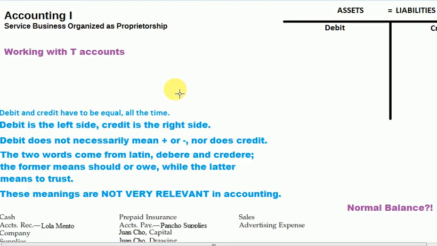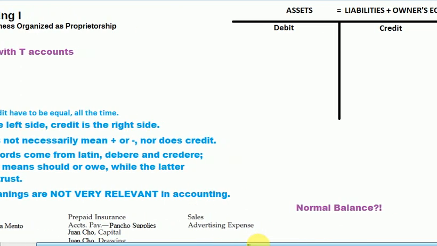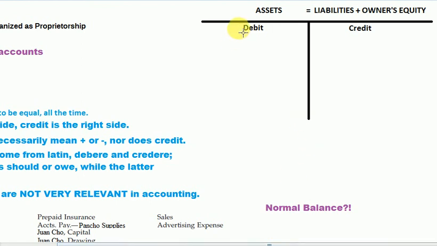Okay, so the topic of today is working with T accounts, and we need to know some basic information, some basic knowledge before we can start working on it. So let's review something that we learned before. We learned the accounting equation. Assets equals liability plus owner's equity.